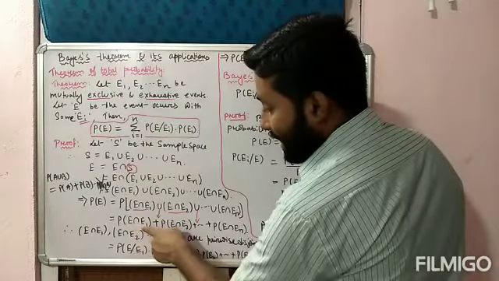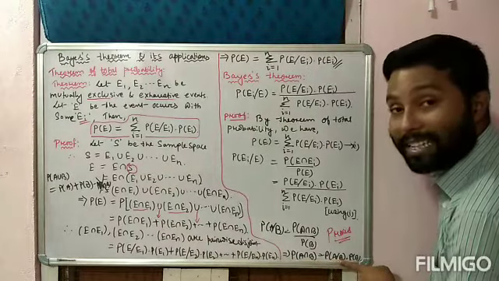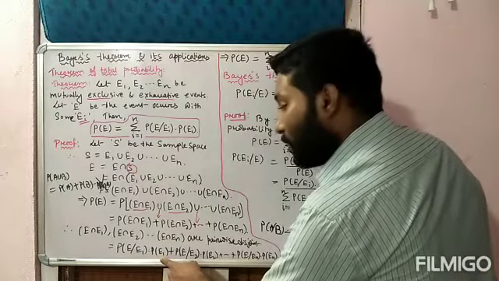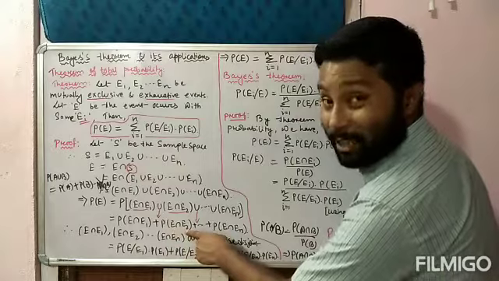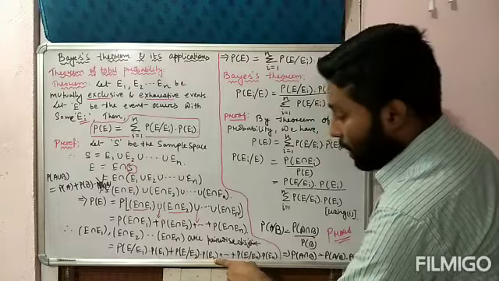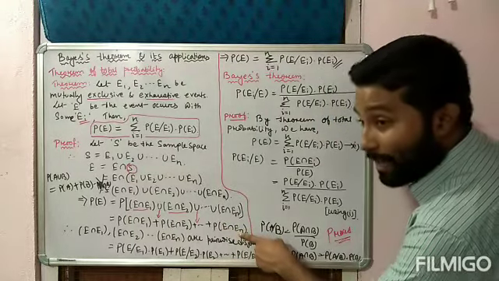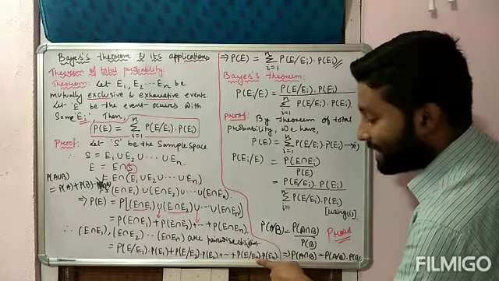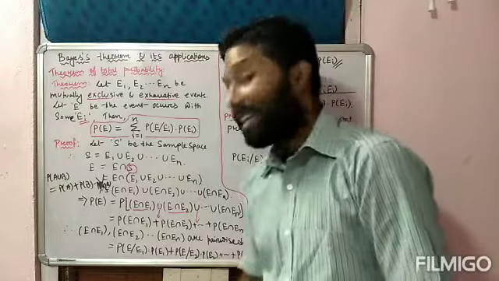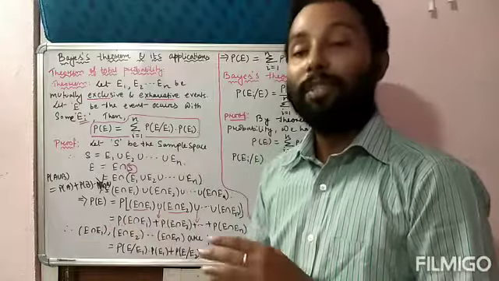So P of E intersection E1, P of A intersection B, which is equal to क्या लिखा? P of A slash B into P of B. So P of E slash E1 into P of E1. Similarly, P of E intersection E2, we can replace it by P of E slash E2 into P of E2. Plus dot dot dot, the last term P of E intersection En can be replaced by P of E slash En into P of En. Okay, the last step is derived from what? From the multiplication theorem on probability, which I have discussed in the last class.